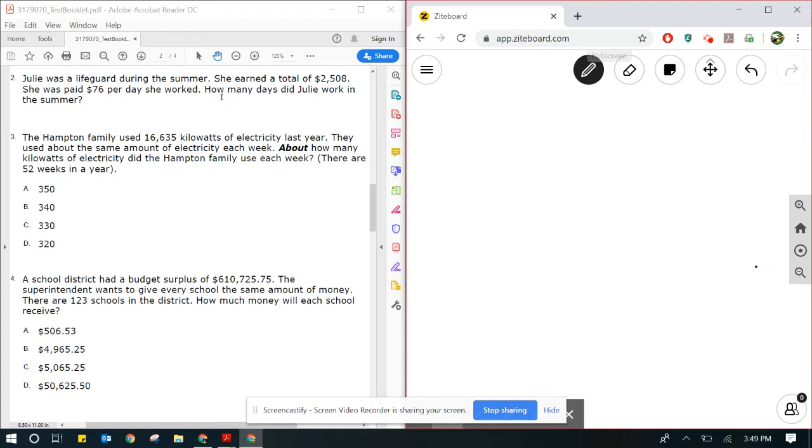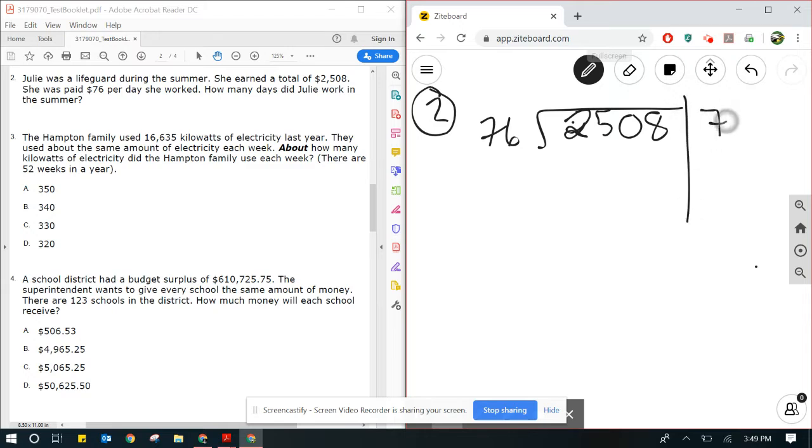If I'm looking at my days, basically we've got $2,508, and then we're dividing it by the $76 to figure out how many days she worked. So this is question number 2. So I've got 2,508 divided by 76. Again, I've got to skip count my 76s. I'm going to do that over here.